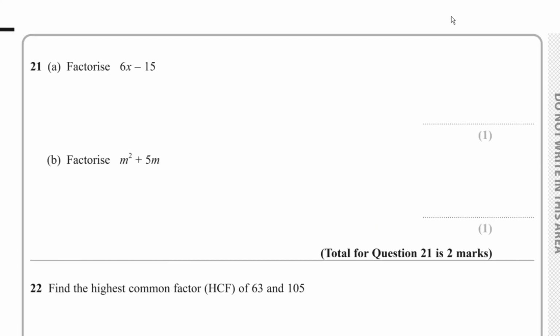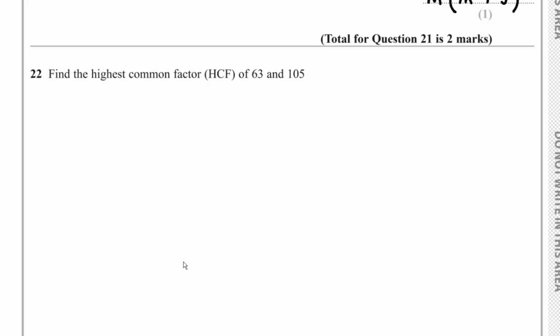Question number 21, part A. Factorize 6x minus 15. The highest common factor is 3. So here we get 3 multiplied by, and here I've got 2x because 2x times 3 is 6x. And here I'd have minus 5 because 3 times minus 5 is minus 15. Part B, factorise m squared plus 5m. m is the highest common factor, so I've got m multiplied by m, which gives m squared, and m times 5, which is 5m.